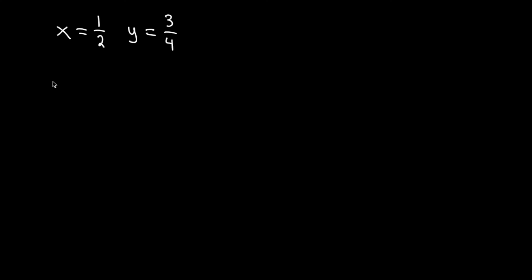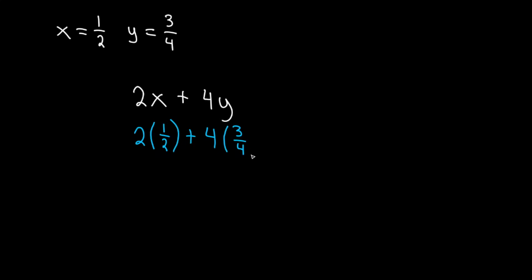Here's a harder one. 2x plus 4y. So 2, and plug in our variable x, which we're told is 1/2. So 2 multiplied by 1/2, and we're adding it to 4 multiplied by our variable y, which is 3/4. Now 2 times 1/2 is 1, and we have to add that to 4 times 3/4, which is 3. And we find out that our answer is 4.